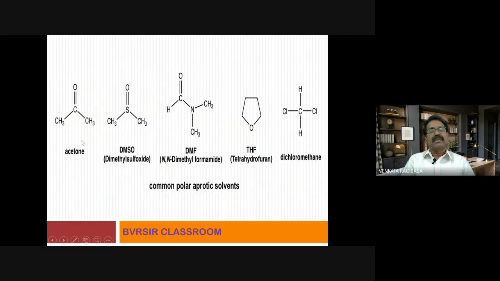You observe this one. Acetone, CH3, C double bond O, CH3. DMSO, dimethyl sulfoxide, CH3, S double bond O, CH3. In place of carbon, sulfur is there. Then it becomes DMSO. DMF, N,N-dimethylformamide. Observe this one. H, C double bond O, N, CH3 twice. Tetrahydrofuran. You know the formula of furan. This is tetrahydrofuran. Dichloromethane, CH2Cl2. These are some common polar aprotic solvents.